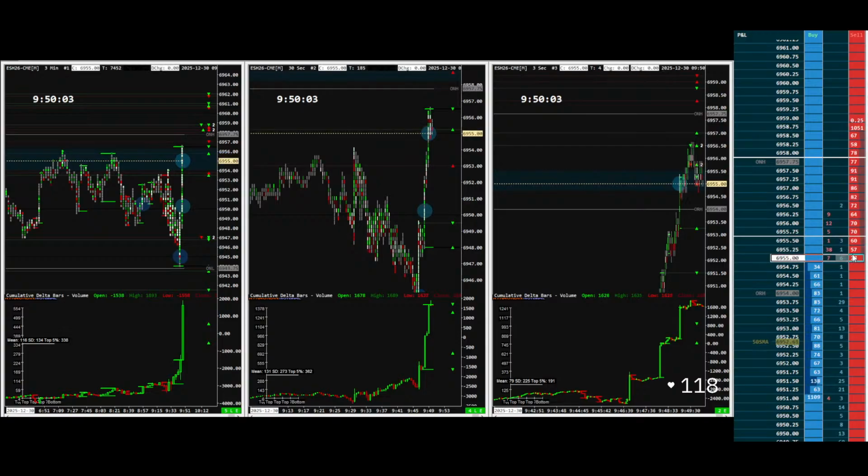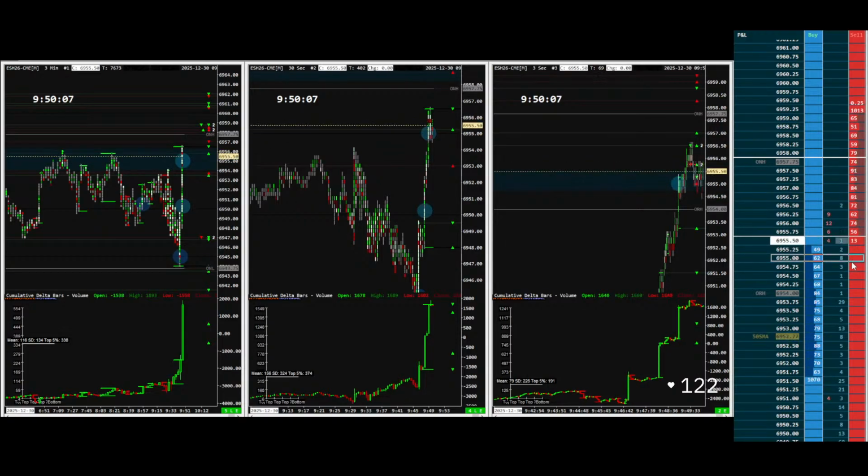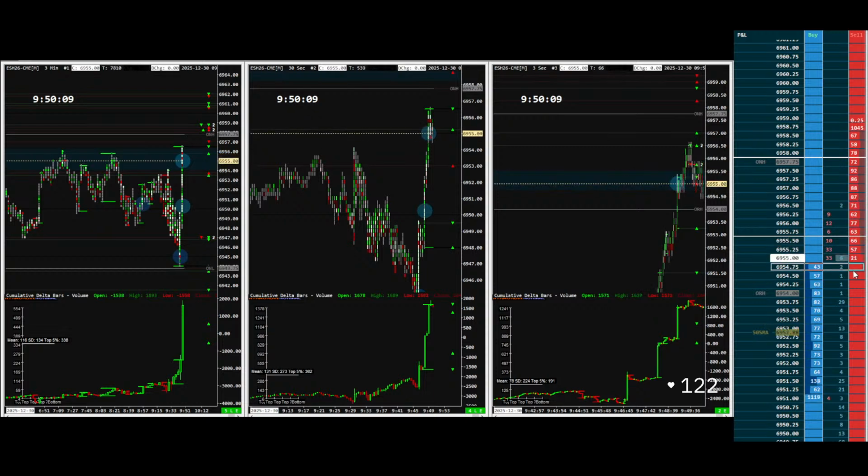Let's see what it does, though. Sometimes they put in a support on the reclaim. I'm going to try the short, 54.75.